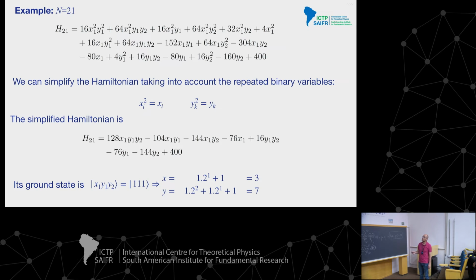Okay, but as we're talking about binary variables, 0 and 1, we know 0 times 0 is 0, and 1 times 1 is 1, or I mean that x squared is x or y squared is y. So you can simplify these cases here, this one, this one, this one, this one, right? And our final Hamiltonian is this one.